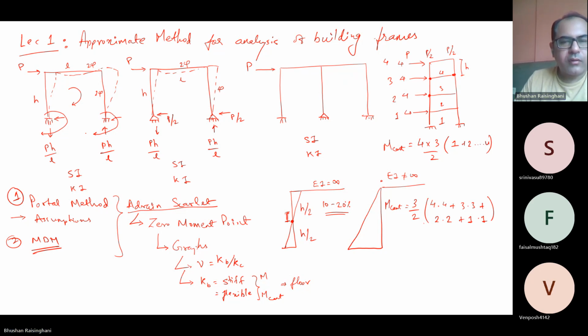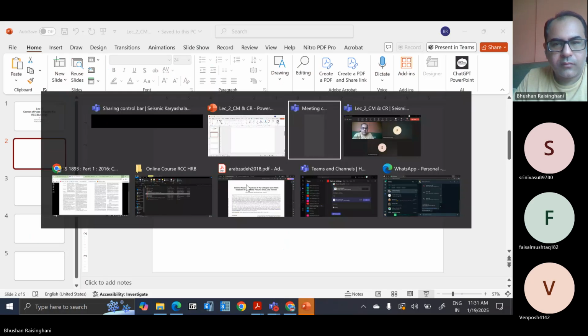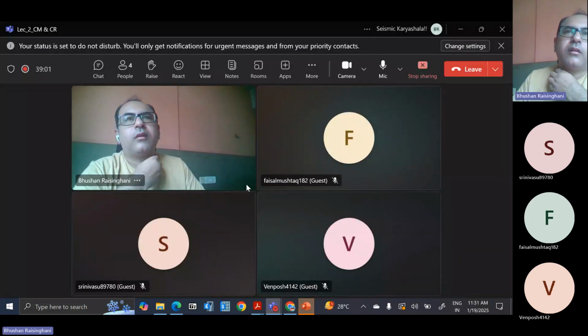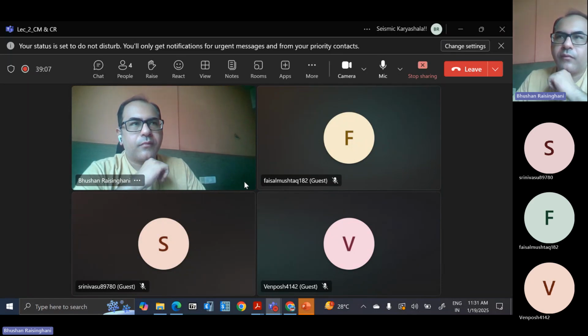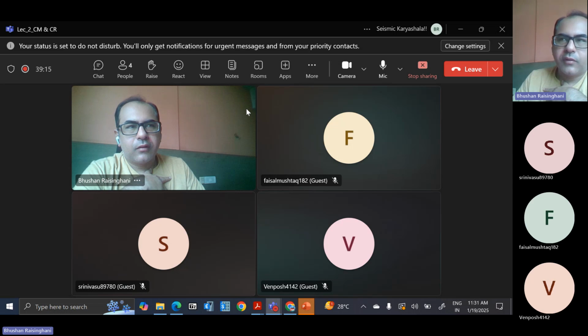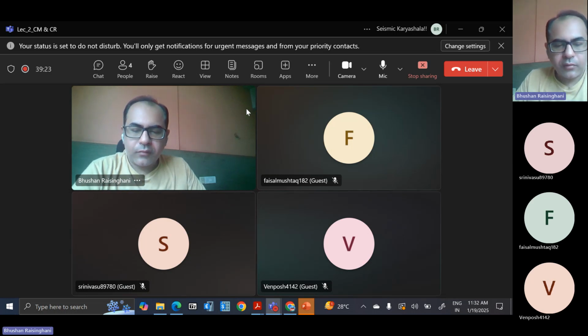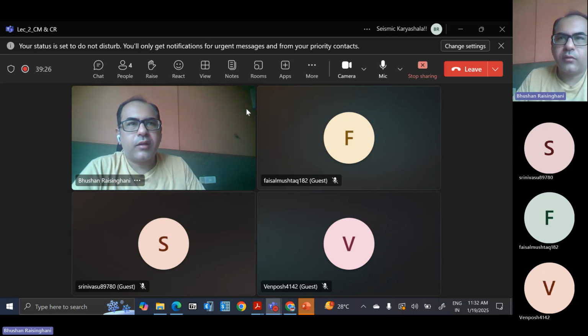Okay. So any query, if there is any, I also gave the reply to one query raised in the group for the approximate method by Adrian Scarlett. Overall, the moment distribution method gives a better estimate, which we can use for all our problems too, that we are solving using ETABS. The approximate method for lateral forces, as well as for the gravity loads, we can use the moment distribution method.